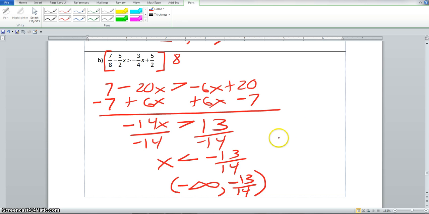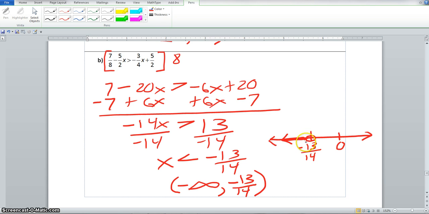Now, we have to graph this, just like we did in the last problem. Now again, like I said, I like to have a 0 here, and then the actual number that we're using, which is negative 13 over 14. Now again, if you are used to the closed and open circle, when you don't have an or equal to sign, you will put an open circle, and then you would draw the inequality in the direction it must go, which is to the left. So this would be your answer if you were using the open circle.